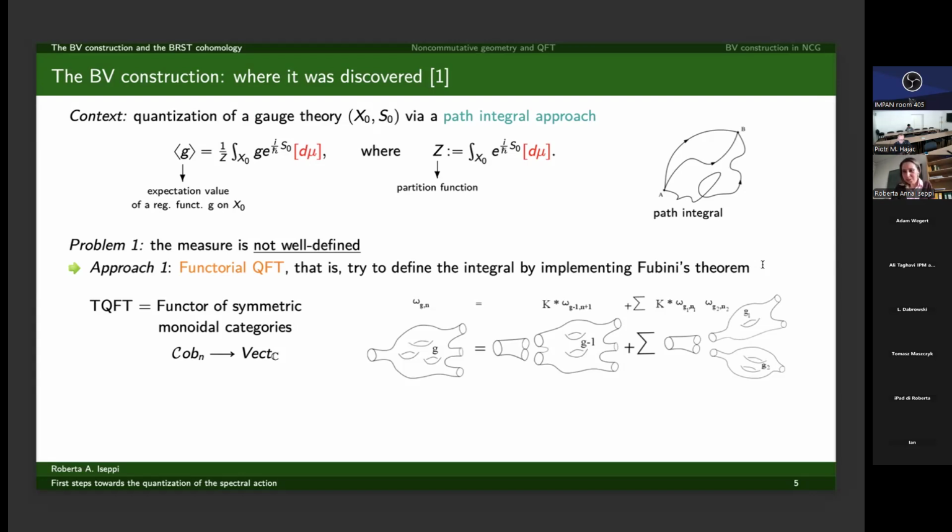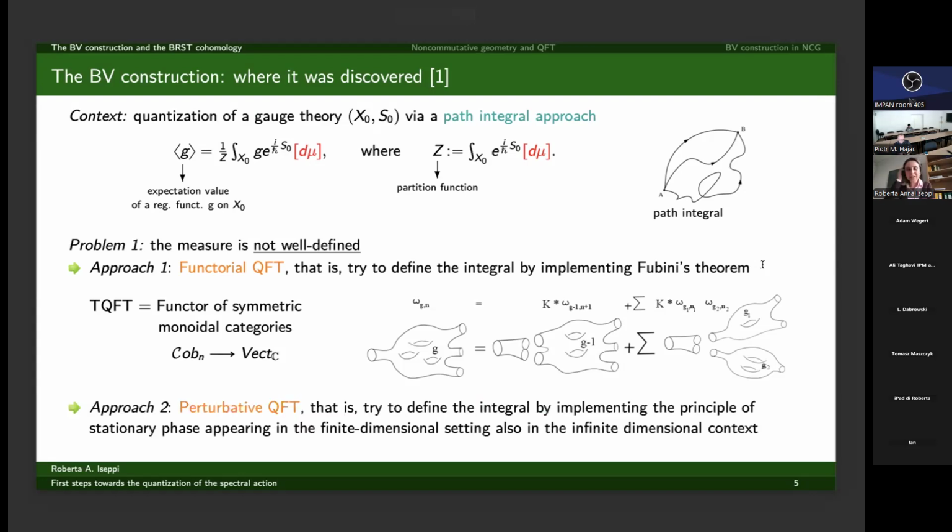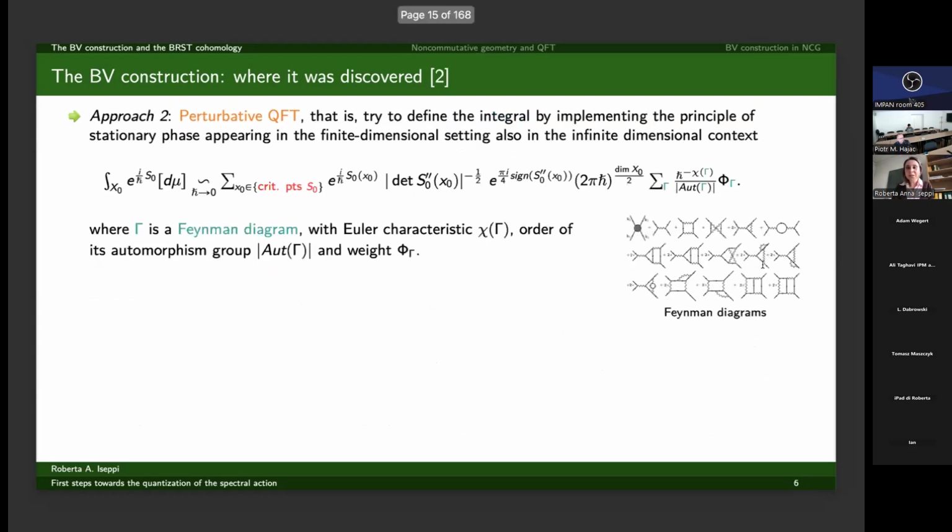But what we're going to use is actually the second approach, same idea. So we impose that our not defined integral satisfies a property that is usually defined and satisfied by the finite dimensional one. And this is the perturbative approach. And the idea is that what one imposes is that if we take the parameter h bar, so the Planck constant, to be going to 0, then we can approximate the integral as the sum that appears here.